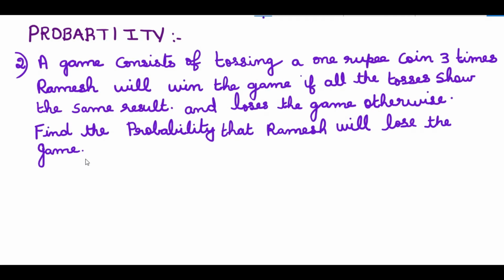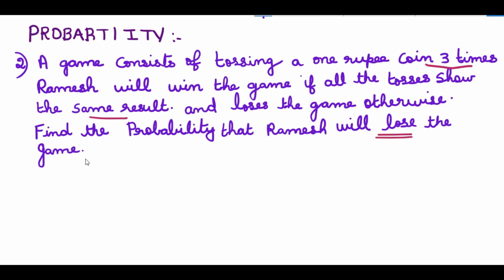Second question is, a game consists of tossing a 1 rupee coin 3 times. Ramesh will win the game if all the tosses show the same result and lose the game otherwise. Find the probability that Ramesh will lose the game.